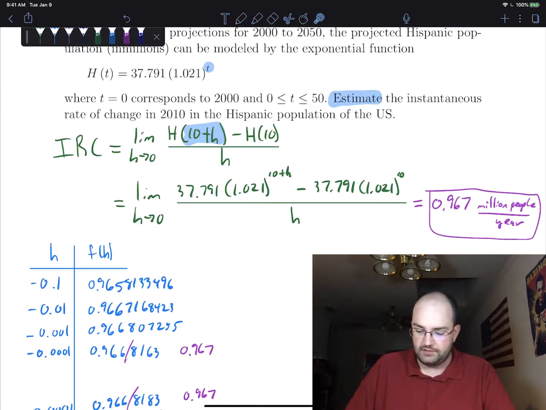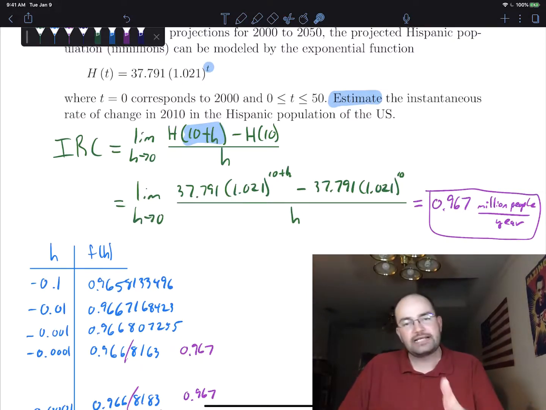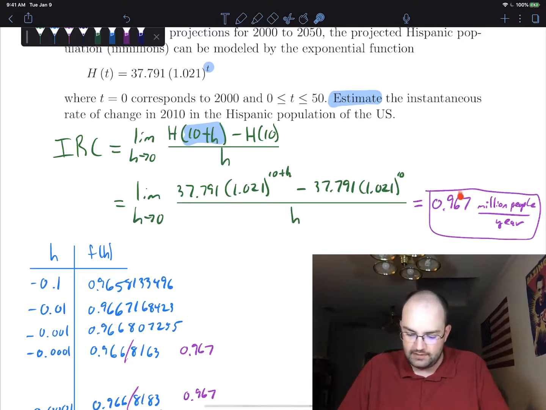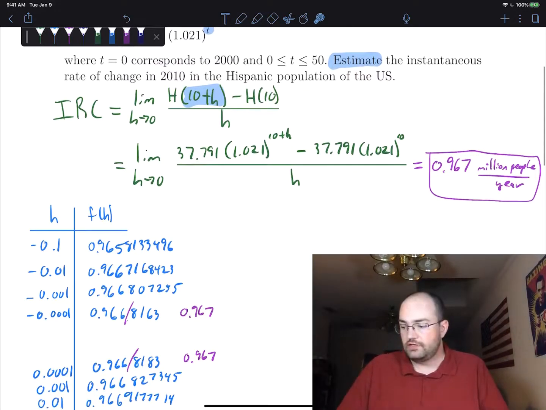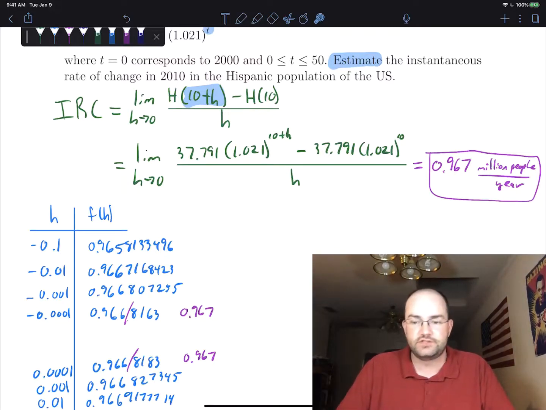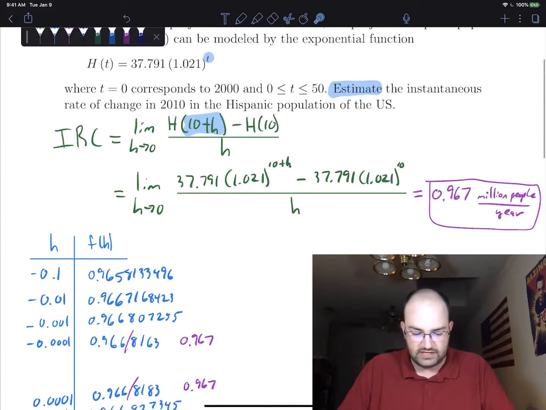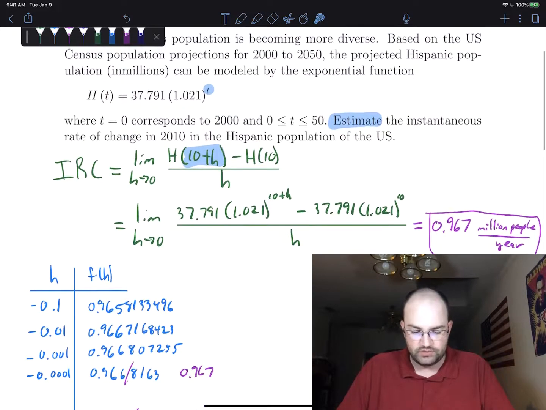Now, what this tells me is that in the exact year of 2010, the Hispanic population will be increasing, if this model is correct, by 0.967 million people per year. In other words, 967,000 people per year. Again, this is all just an estimation. We don't know if it's correct or not yet, but we're going to get the census data after this year, and it'd be interesting to see if the actual projection was correct or not.